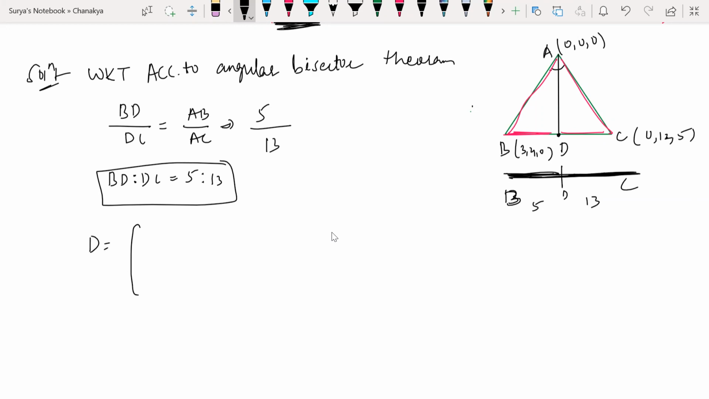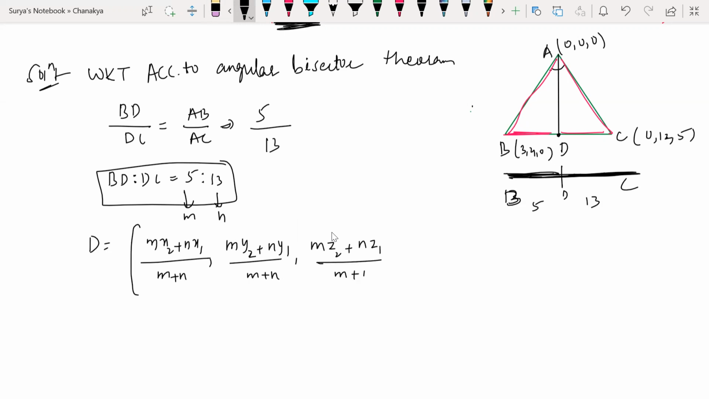The section formula: mx2 plus nx1 divided by m plus n, my2 plus ny1 divided by m plus n, and mz2 plus nz1 divided by m plus n. This is my m value, this is my n value. Find the value of D now. What is the value of D?